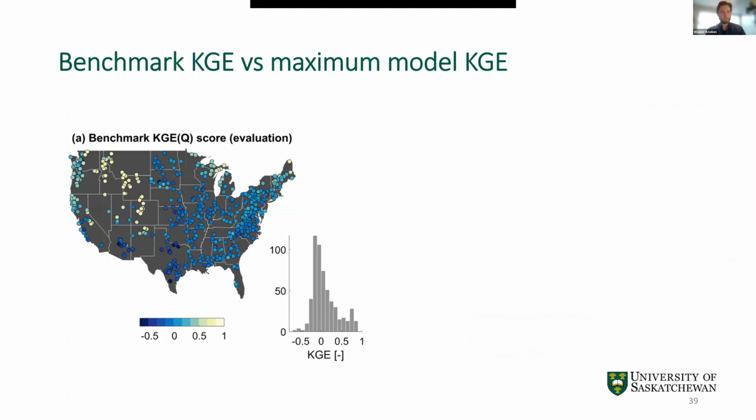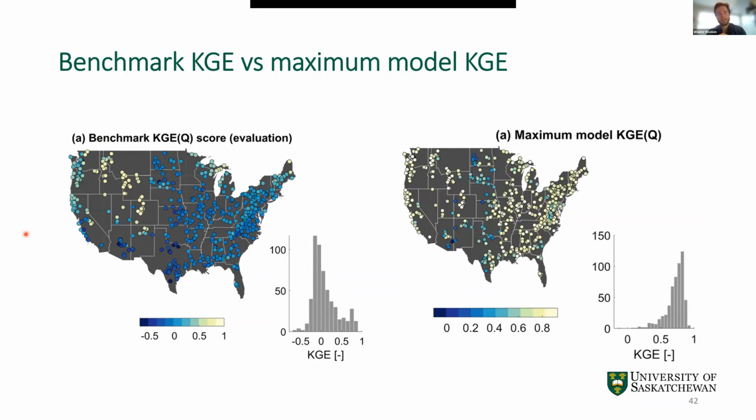Now, this is what this looks like if you do this across the entire domain. And suddenly you see that these benchmark scores can be very high. Especially in snow-dominated catchments, where the seasonal signal is very strong and relatively stable in time, these benchmarks tend to go up. But across the entire domain, typically they are a fair bit higher than just using the mean flow as a benchmark.